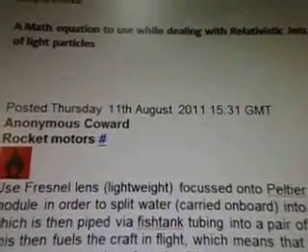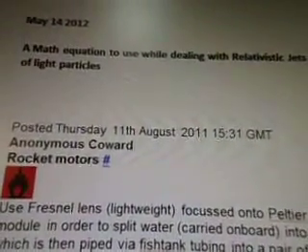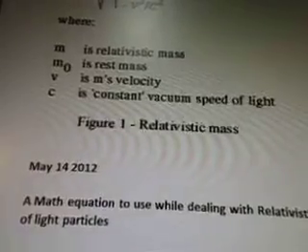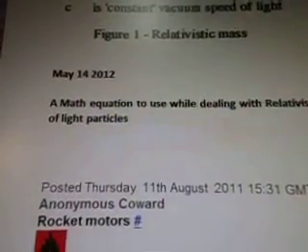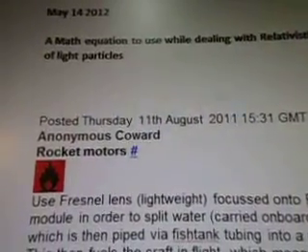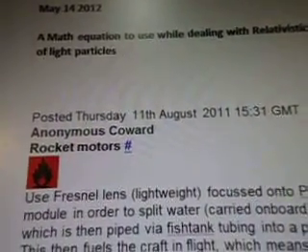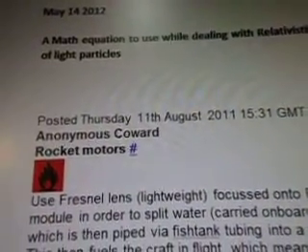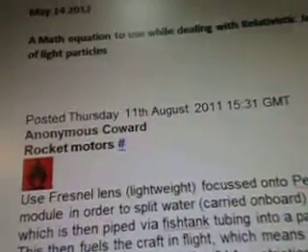So May 14, 2012, a math equation to use while dealing with relativistic jets and speed of light particles. So basically this keyword and this equation is what you're going to want to use when you are working on the formulas for relativistic jets and speed of light particles, okay? That's the neutrino mixtures, the fermions, leptons. You have to watch all the videos to look at all the formulas. I will be blogging the formulas when I get around to it, but I'm really busy, so I don't know if I'm going to get around to it. Let's put it that way.